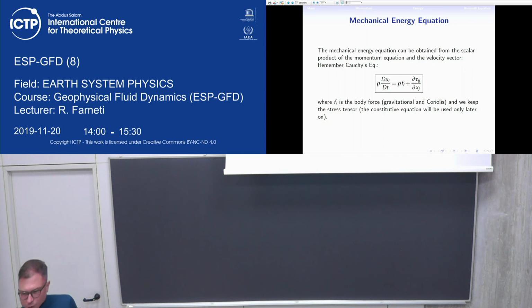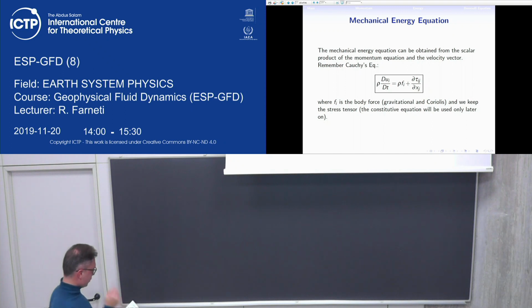We're going to derive the mechanical energy equation in three or four different ways, and slightly different expressions. They all mean the same thing, but by deriving the mechanical energy equation in different ways, different terms will pop up, and it's going to be useful to see how these terms relate to each other.